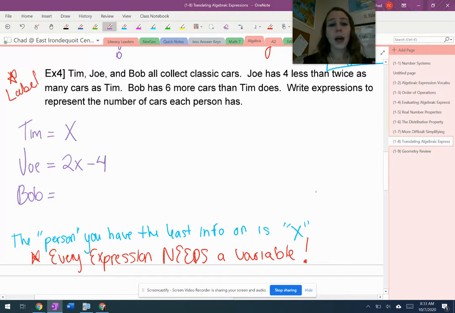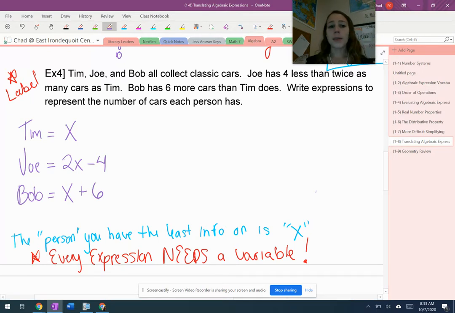There's Joe. And Bob has 6 more cars than Tim does. Well, again, Tim has X, and 6 more than that. If you have 7 things and I give you 6 more, that's addition. You're adding that on there. So there you go. There are your expressions for each person.